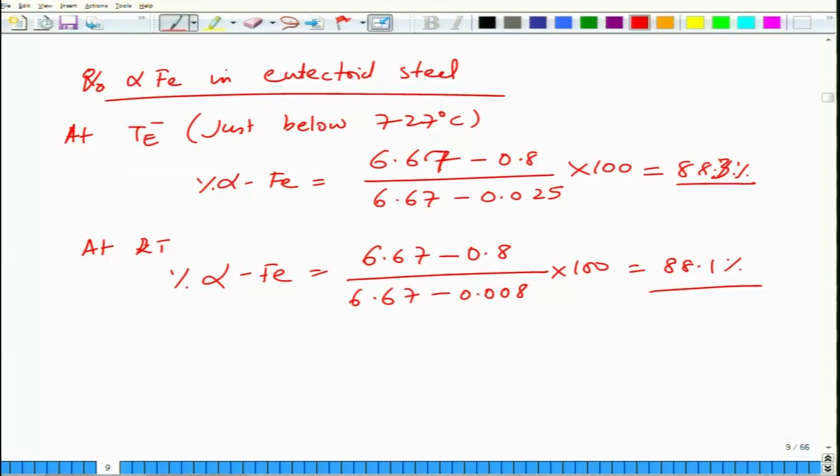So what we will do in the next lecture is look at the microstructure evolution for hypo and hyper eutectoid steel, considering the phase diagram, and then we will move on to the cast irons and brass and bronze microstructures, which are common engineering materials, before we get into ternary phase diagrams.